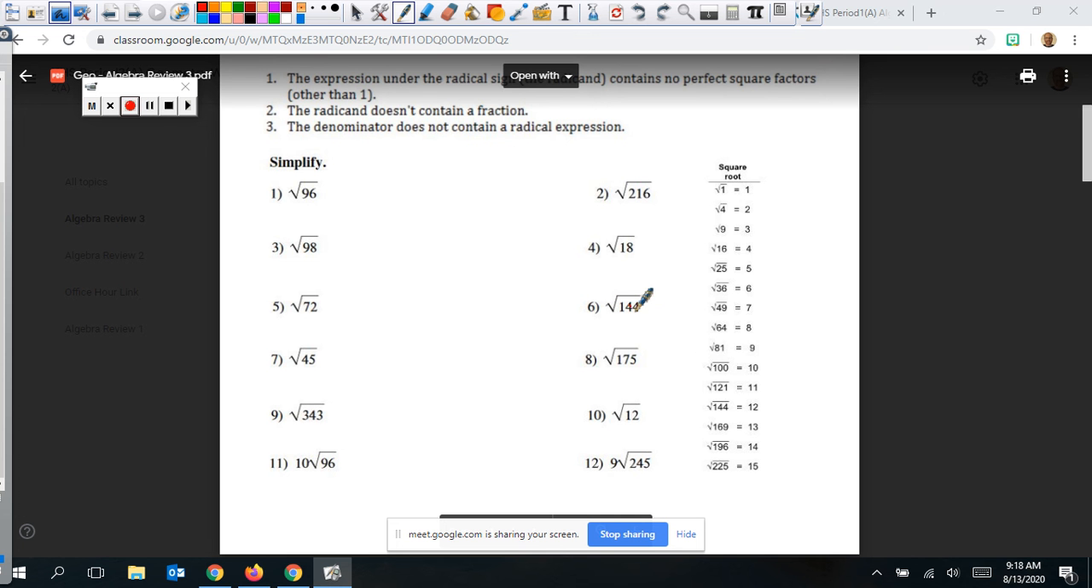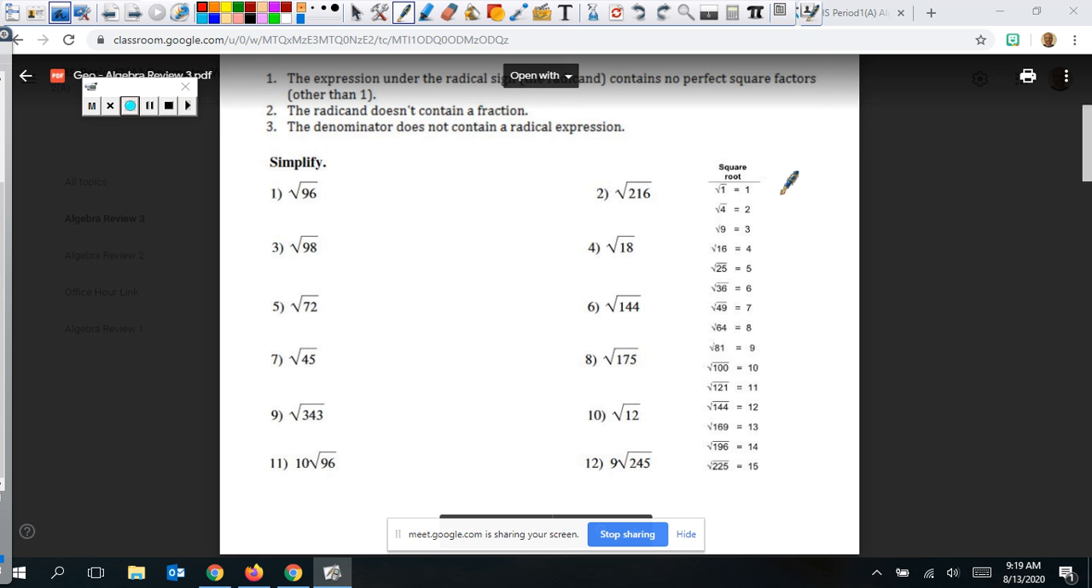It is a perfect square. 144 is a perfect square number. It is 12. So that's the only one that actually becomes a whole number. Every single one of these other ones is still going to be a radical, still going to have a radical in it. So the first thing we need to do is take the 96 now.